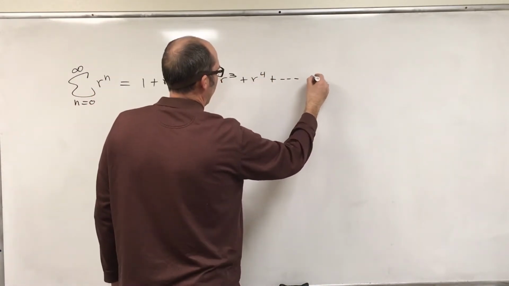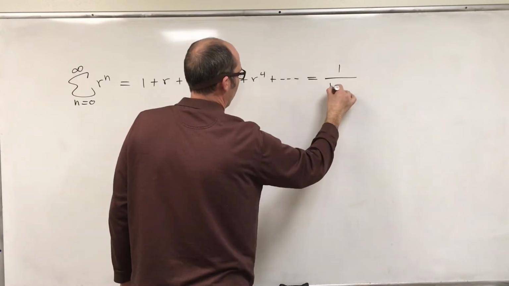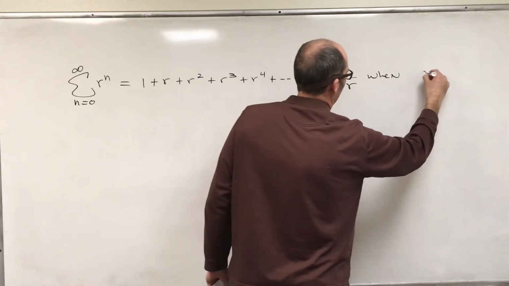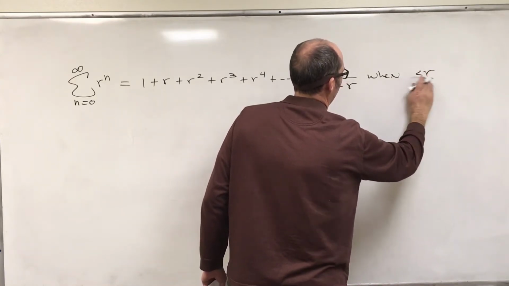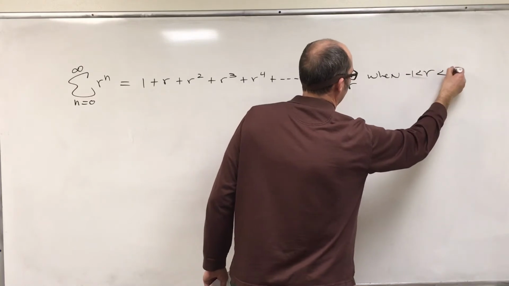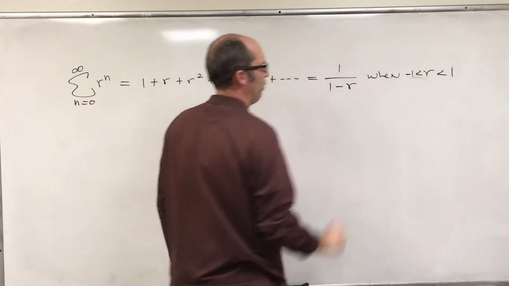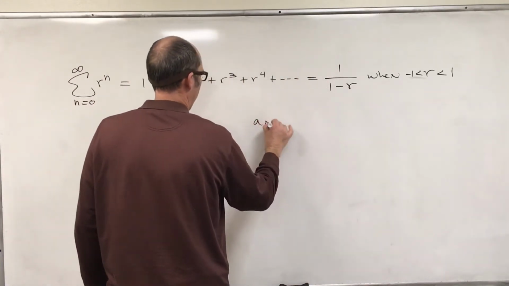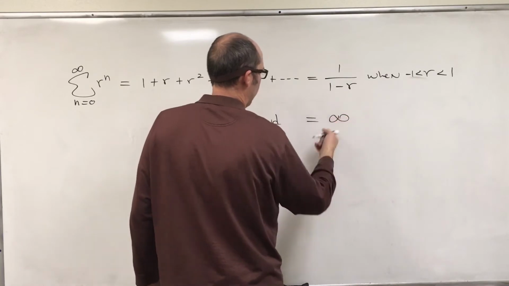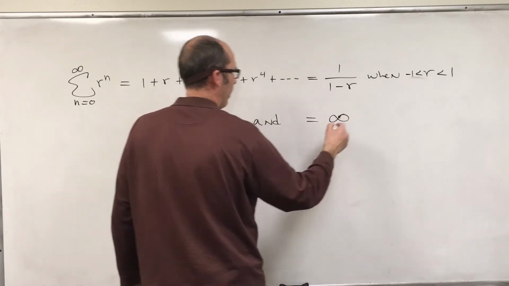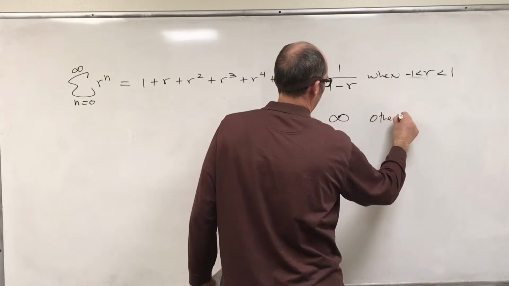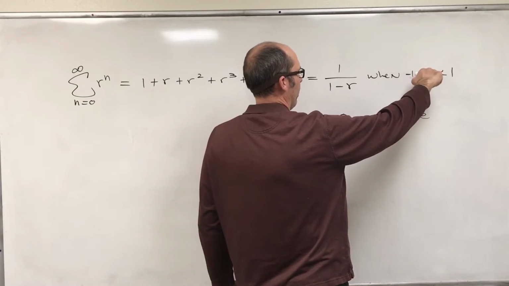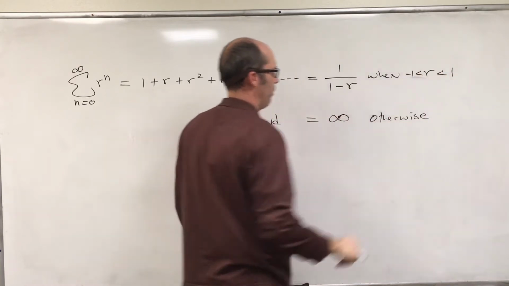Okay, now remember, this thing equals 1 over 1 minus r when r is between -1 and 1, non-inclusive. So not including -1, not including 1. And it diverges, think of it as going to infinity, otherwise. Otherwise meaning when r is not in between -1 and 1.